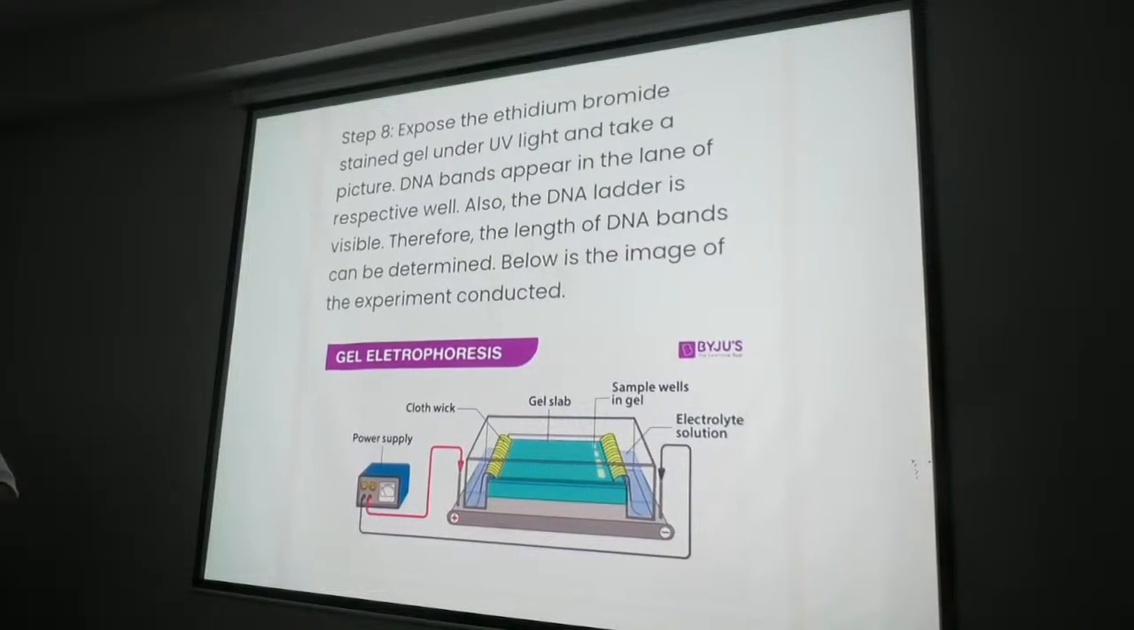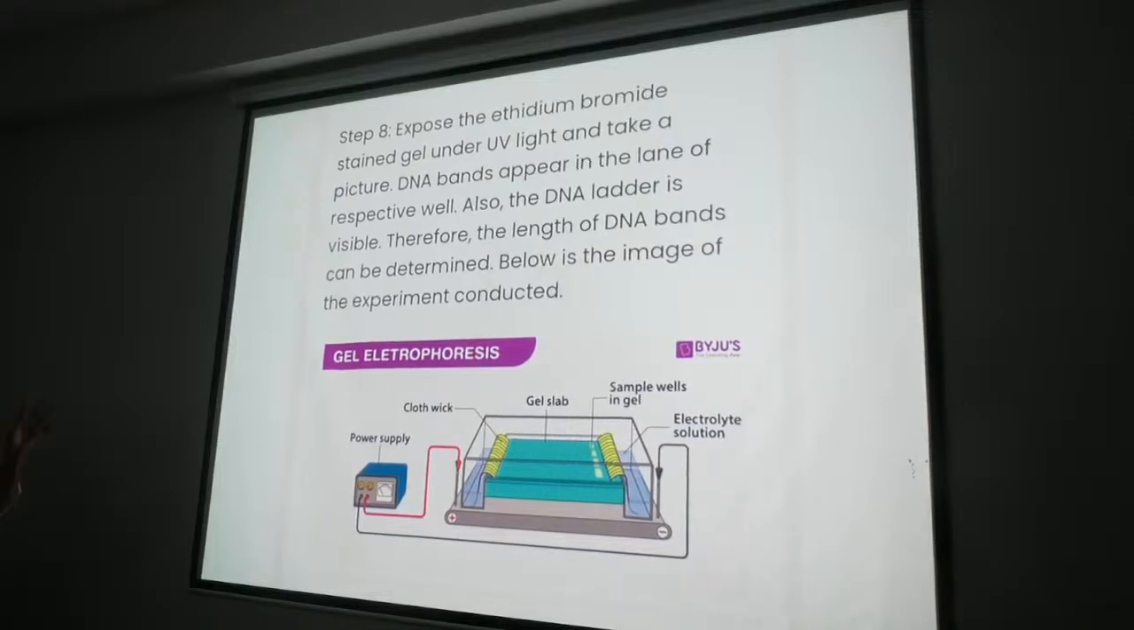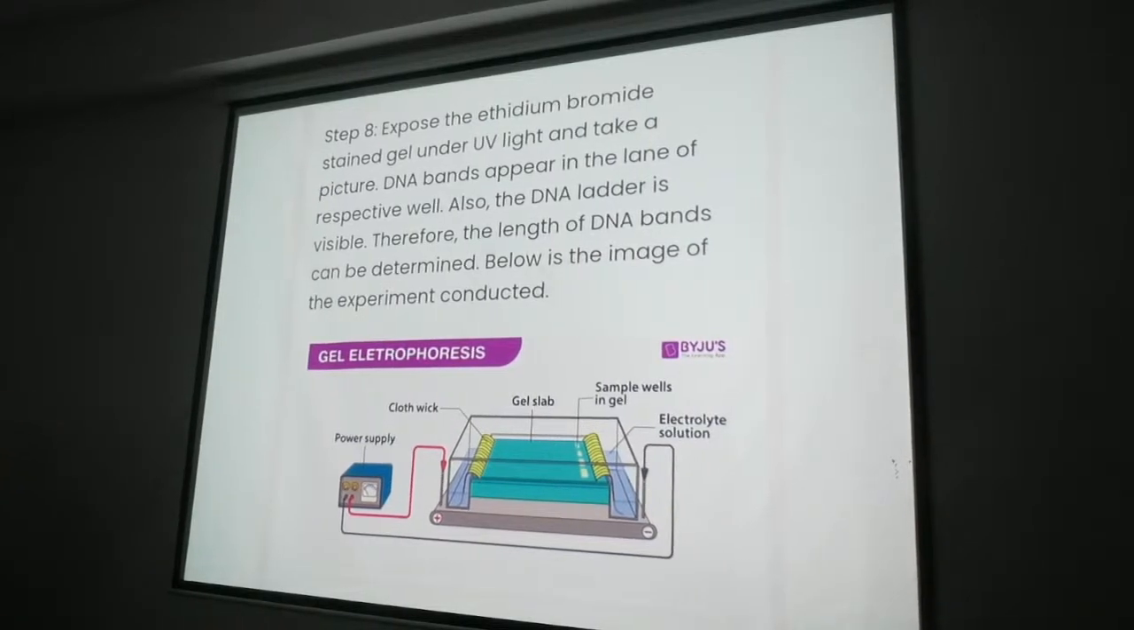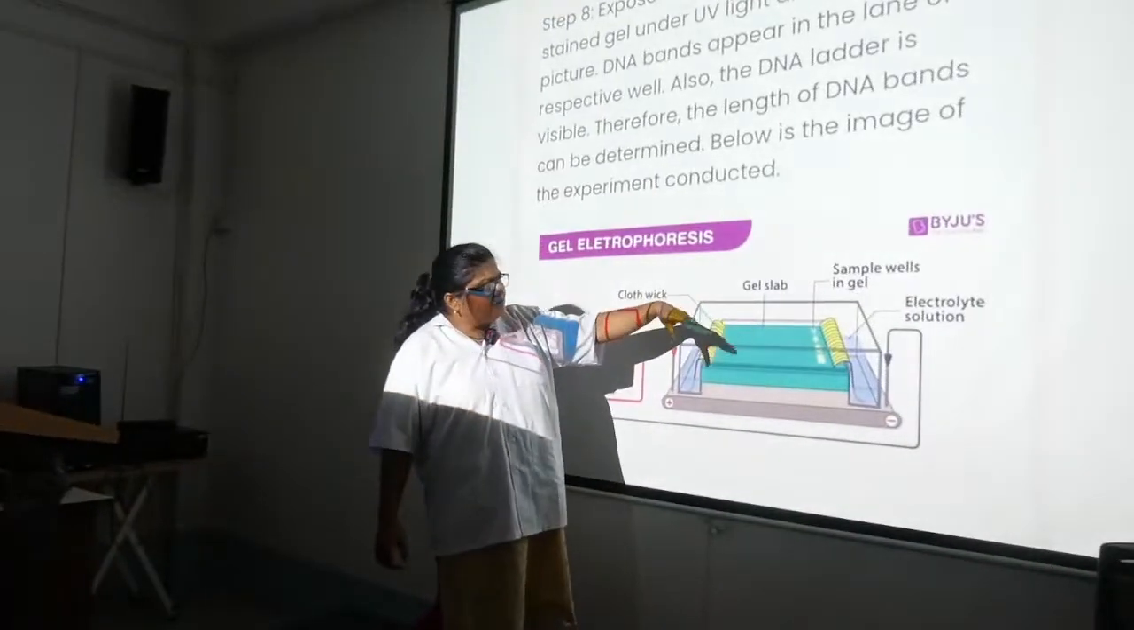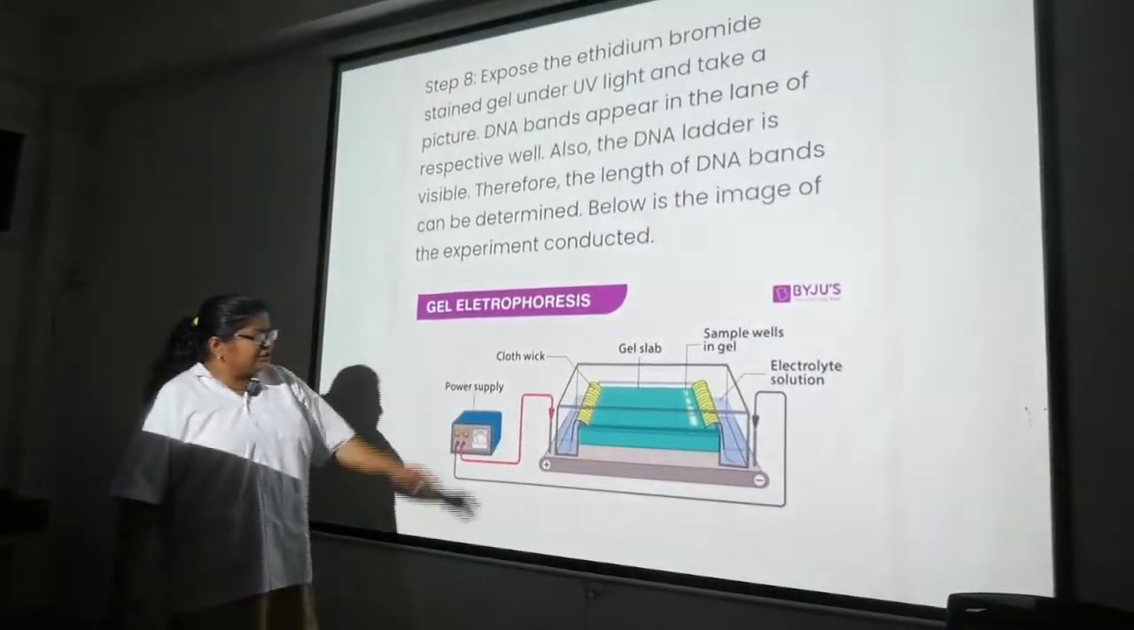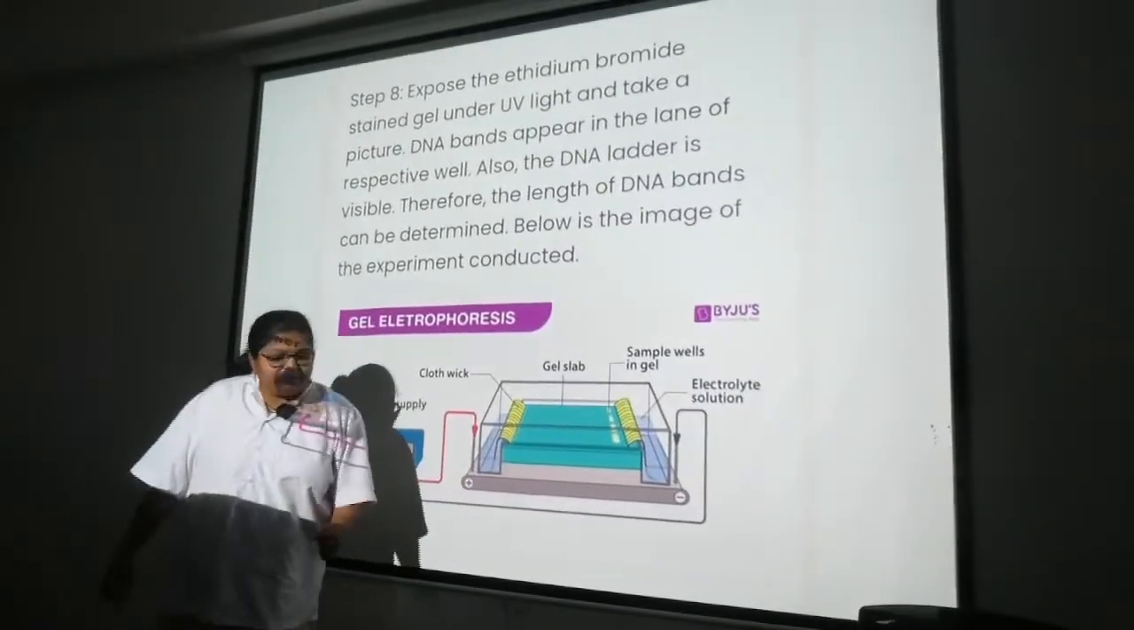DNA bands appear in the lane of the respective wells. Also, the DNA ladder is visible, and therefore the length of DNA bands can be determined. Below is the image of the experiment. And this is the same power supply and gel casting, sample wells, and electrolyte solution. It is the positive end, it is the negative end.